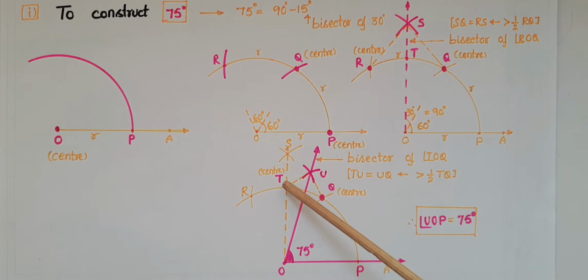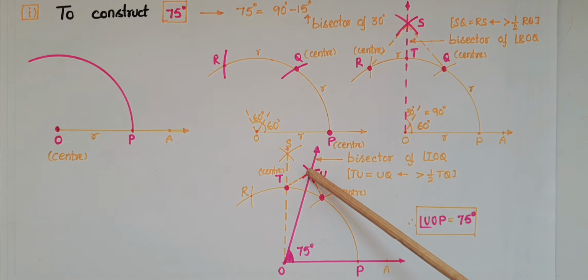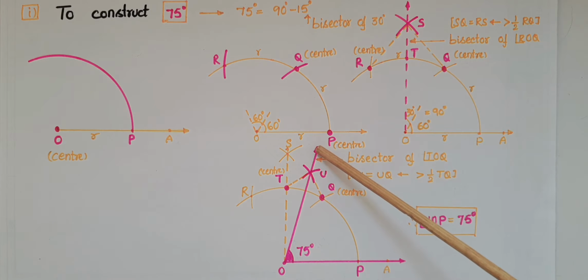For that you have to take T and Q as centers and draw two arcs with a radius which is more than half of TQ. Then you will get an intersection point, that is U. Then join O and U and extend this line. Then you will get an angle of 75 degrees. Angle UOP here is 75 degrees.